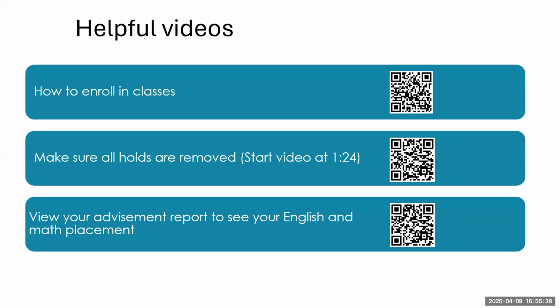Lastly, I have some helpful videos. You can scan the QR codes here to pull those up. The first one is how to enroll in classes. So it walks you through how to enroll in classes on SIS. The second video is how to check your holds and look at that information. And then the third video is how to pull up that advisement report so that you can see that English and math placement.